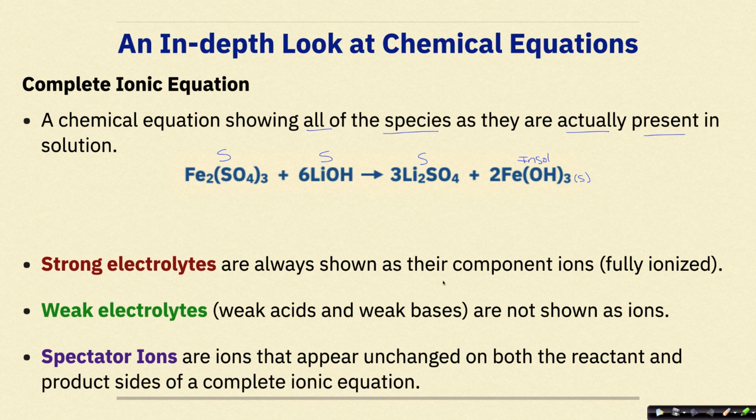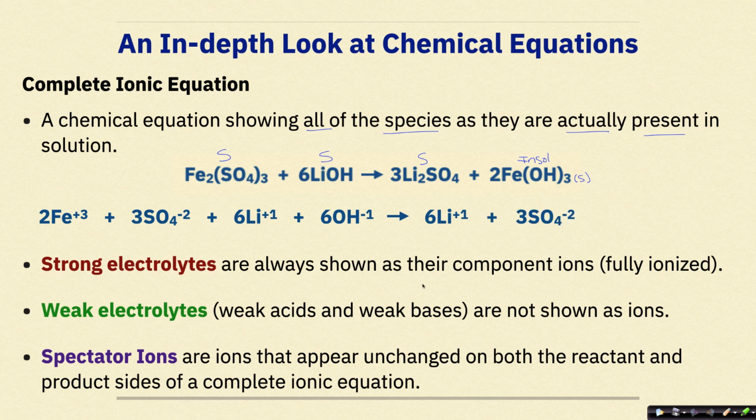So if we were to represent this as a complete ionic equation, we would see something like this. So we'd see 2Fe plus 3, 3SO4 minus 2, 6Li plus 1, 6OH minus 1, 6Li plus 1, 3SO4 minus 2, and then finally 2Fe(OH)3 solid.